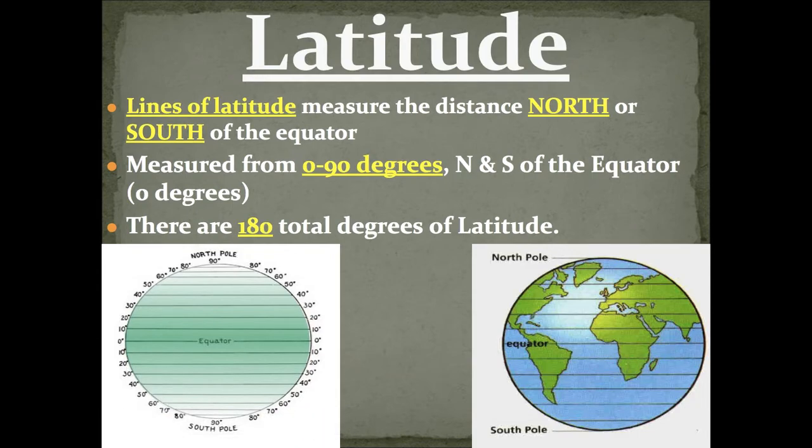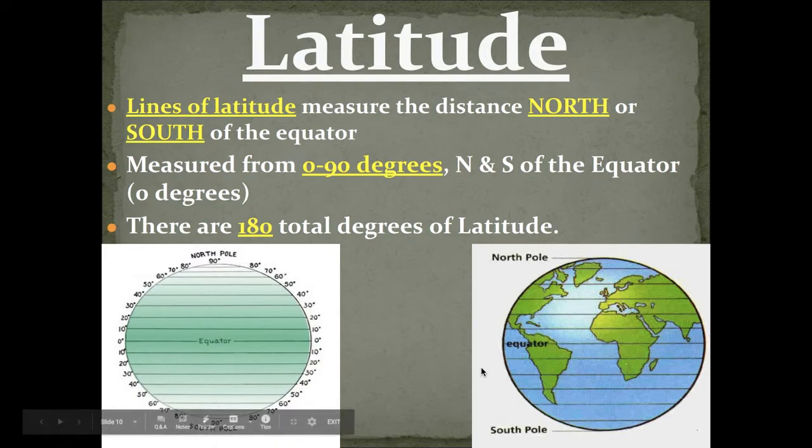Lake Norman, where we are, is about 33 degrees north of the equator. So the equator runs east to west. We are above it. We are north of it. It's measured 0 to 90 degrees. So it's at 0 at the equator, 90 degrees up here, 90 degrees down here, 90 plus 90 is a total of 180 degrees.